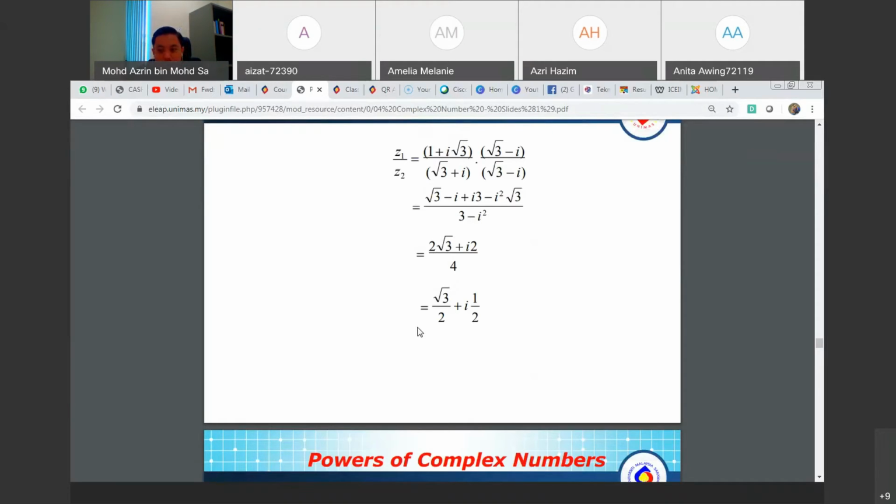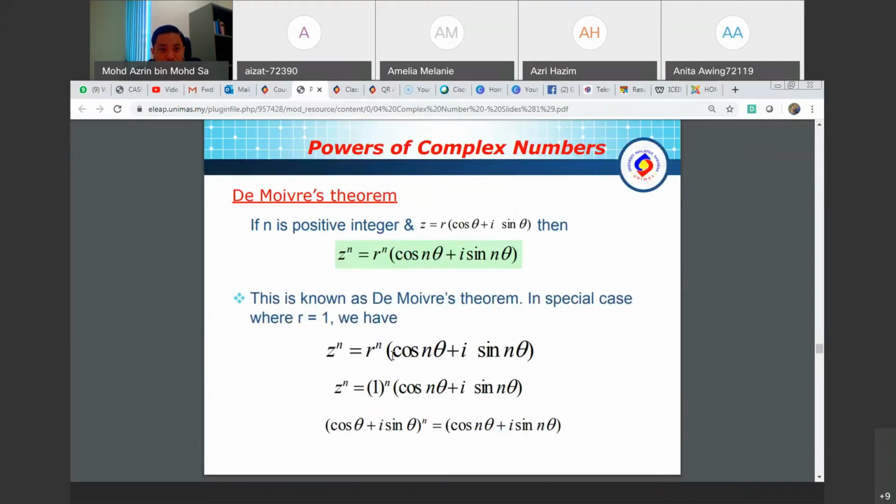Now we can go through to the De Moivre's theorem. Okay, the De Moivre's theorem. So if n is a positive integer, so z equal to r cos theta plus i sin theta in terms of polar form. The De Moivre's in terms of polar form. So you will get Z^n equal to R^n cos n theta plus i sin n theta.